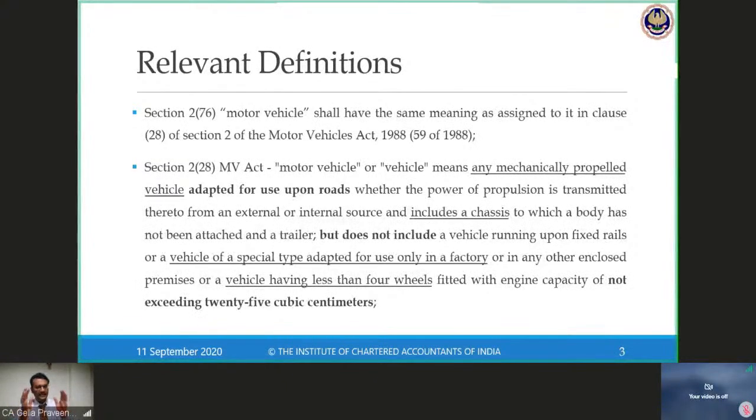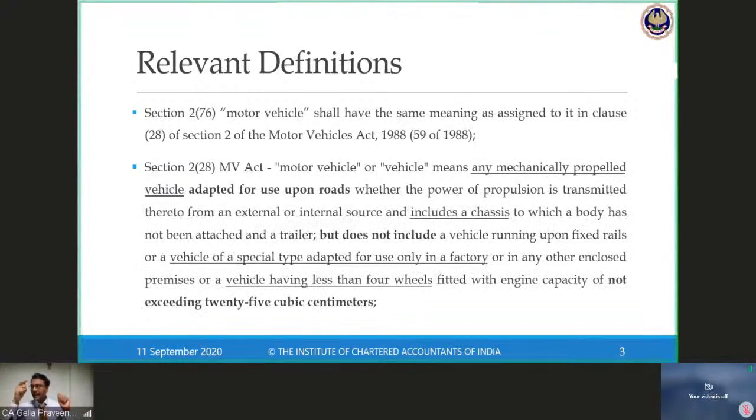Friends, for a limited purpose, it says this definition of motor vehicle does not include a vehicle which is used only in a factory or enclosed premises. When you look at machinery which is used for digging of mud, minerals, earth, that is one example where, though it has all the characteristics of a motor vehicle, for the limited purpose of this definition, it does not include my motor vehicle.